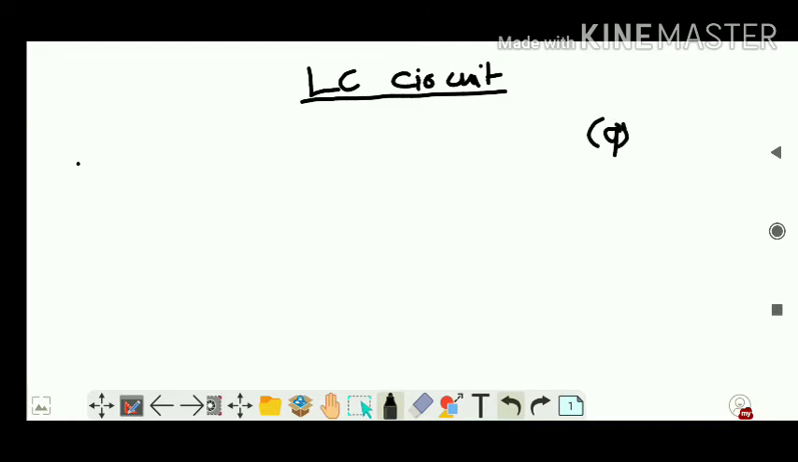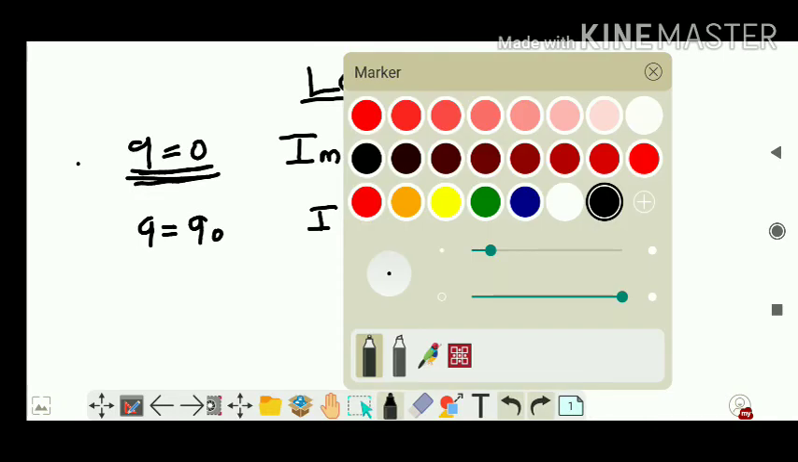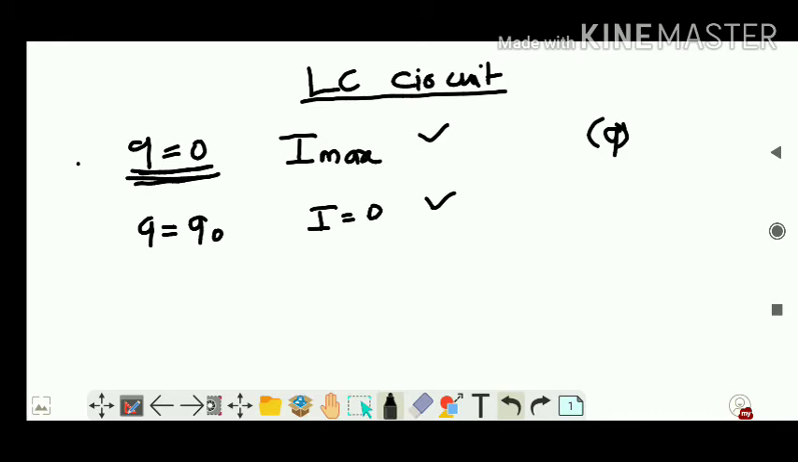have seen many conditions where charge becomes zero in the case of a capacitor. When charge is zero, we found that the current flowing is maximum. Later on, of course, the maximum current would try to become zero, but just before the current becomes zero, the capacitor has a charge which is equal to zero and current is maximum. And we have seen the condition where when the charge is maximum, the current is zero. We have seen both the conditions.